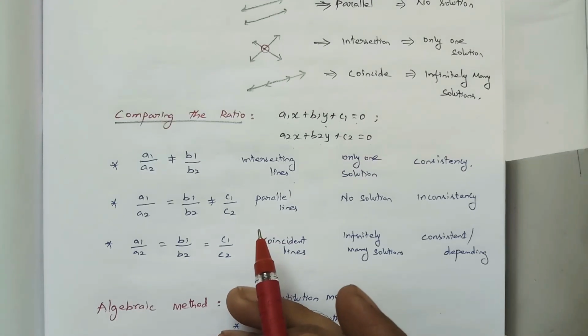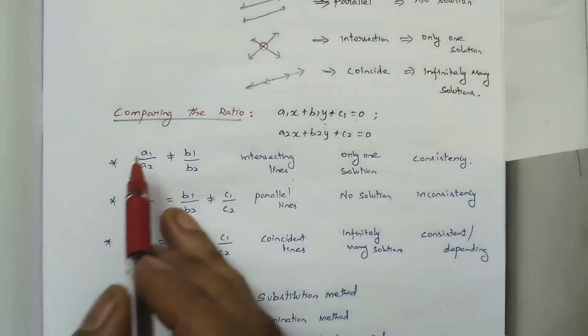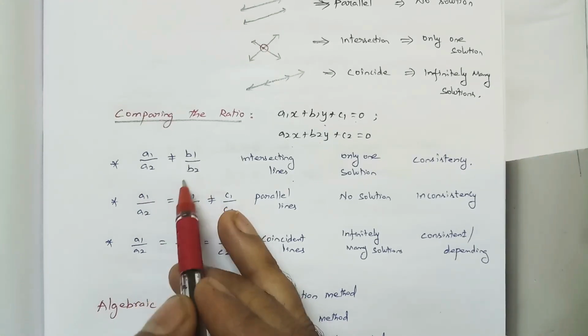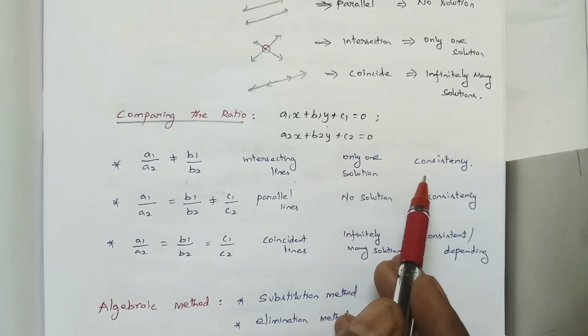Otherwise, the above equations are either consistent or inconsistent. Likewise, they will ask you this in 1 marks, so this is fully based on 1 marks and will be very important. If a1 by a2 is not equal to b1 by b2, then they are intersecting lines with only one solution, and it is a consistent solution.